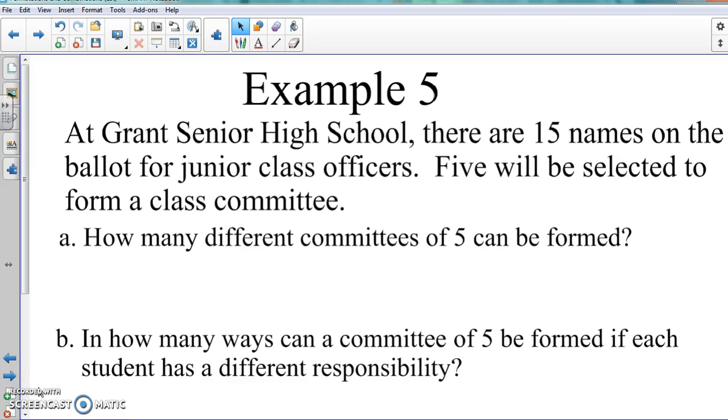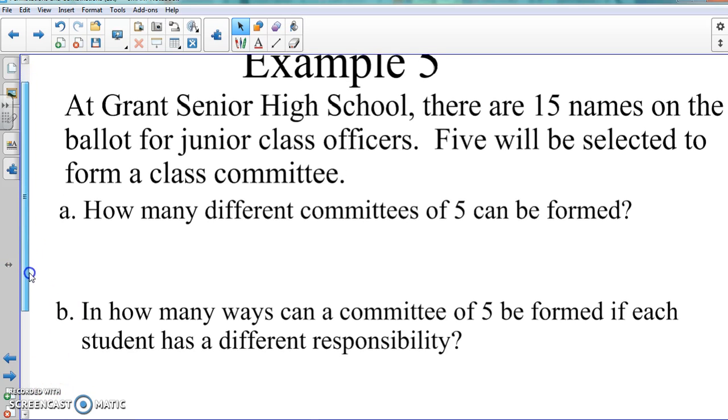Example 5 puts everything together. It culminates the whole lesson. So here we will be dealing with permutation and dealing with combination. And also with this, I'm going to show you how to put things into the calculator. So with this again, go ahead and write down the question.